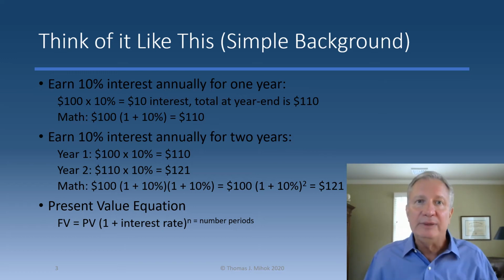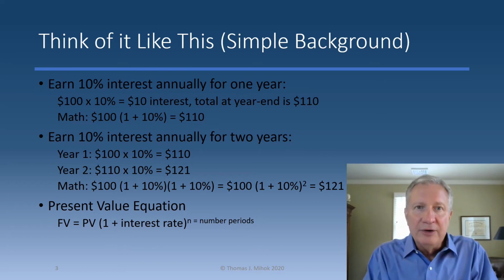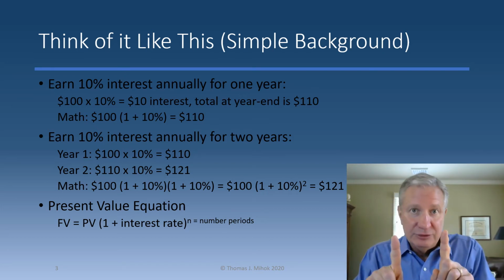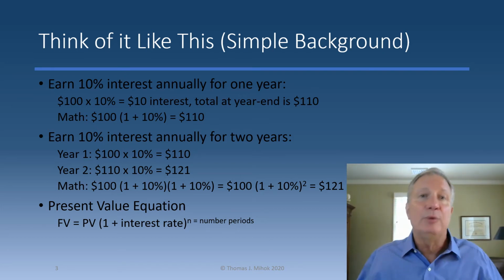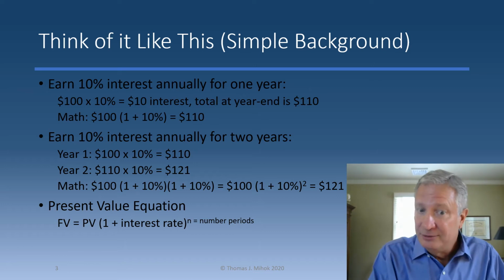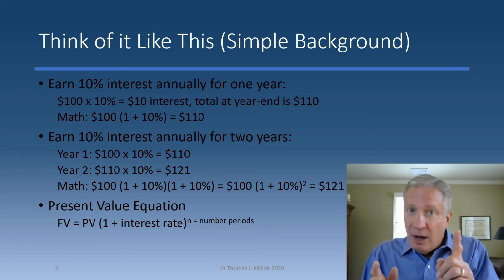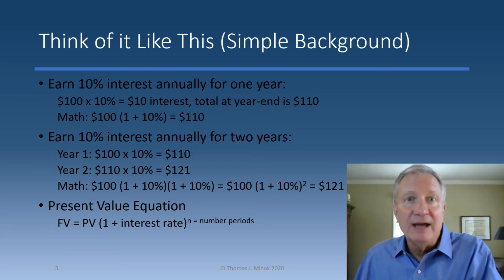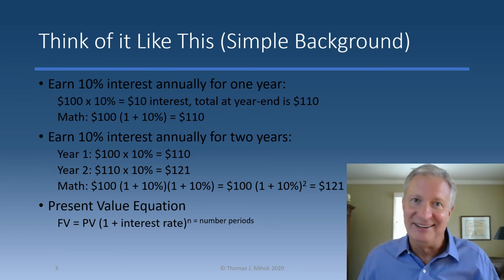Mathematically, the way we calculate this would be to say 100 times the quantity 1 plus the interest rate, or 10%, is equal to $110. 100 is the present value times the quantity 1 plus the interest rate equals the future value. A little bit of foreshadowing there, right?